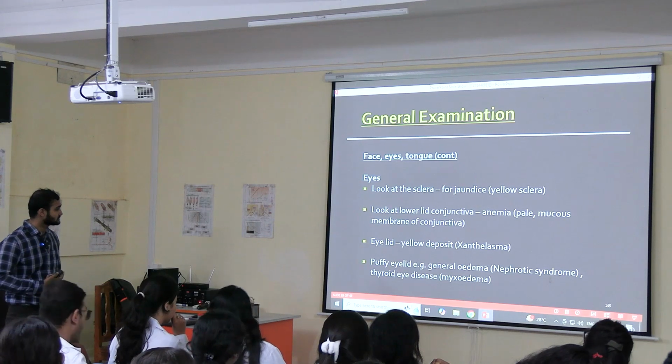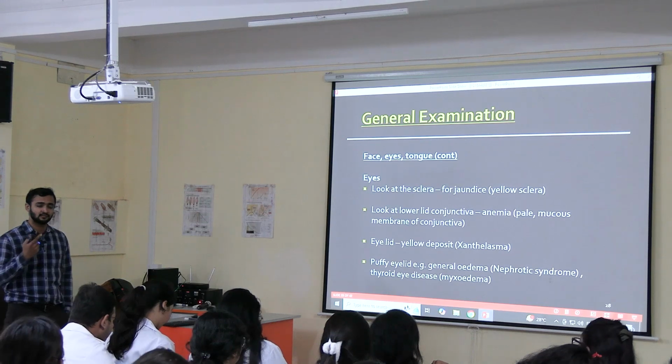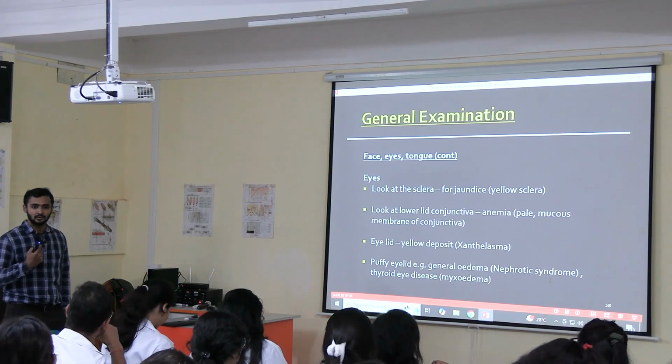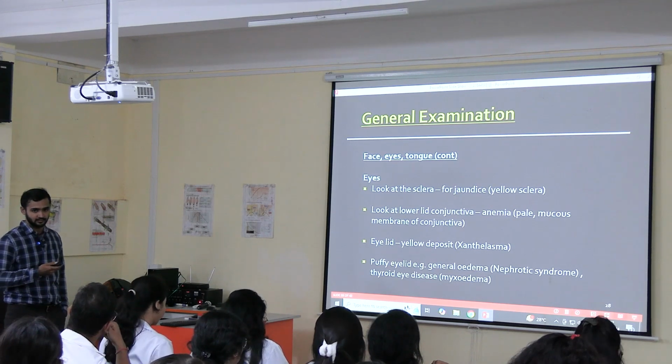Sclera you have seen, and for anemia you have focused on the lower palpebral conjunctiva, and mucous membranes you have to also see. The cyanosis part, you can also see under the tongue. Okay, under the tongue and on the tongue for pallor. Okay.